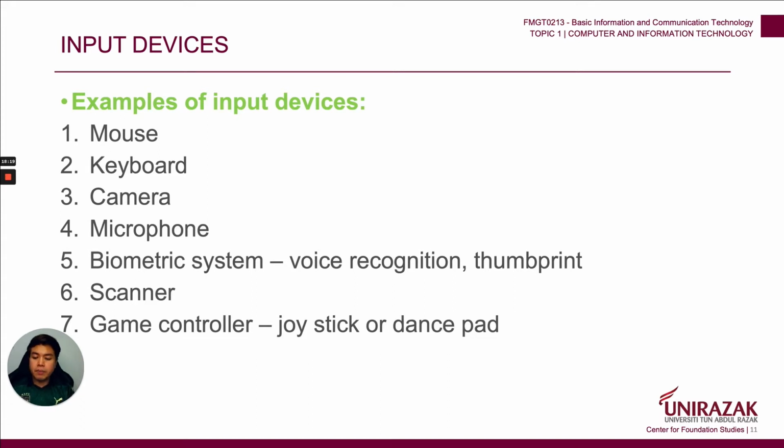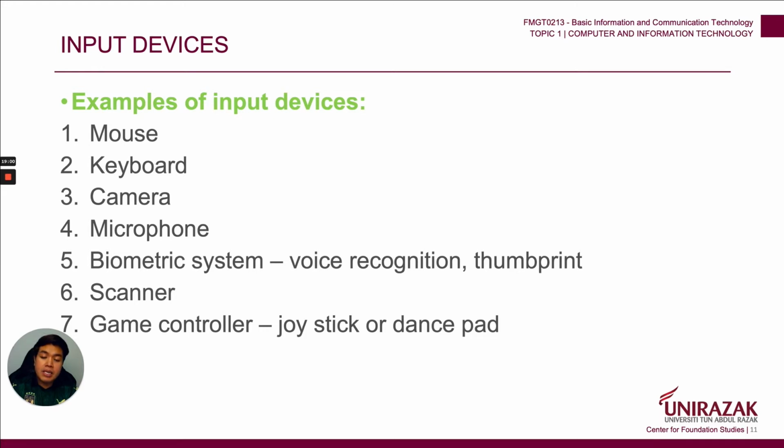And then keyboard. Definitely, the keyboard is also an input device because when you type something, the information will be sent to the computer, to the device. And then camera, yes, why do we call it an input device? Because the camera captures your image. For instance, when you unlock your phone using your face, the camera is the one actually capturing the image. So that's why we call it an input device. And then a microphone to capture your beautiful voice. And then yes, we have biometric systems, voice recognition, thumbprint, and scanner.